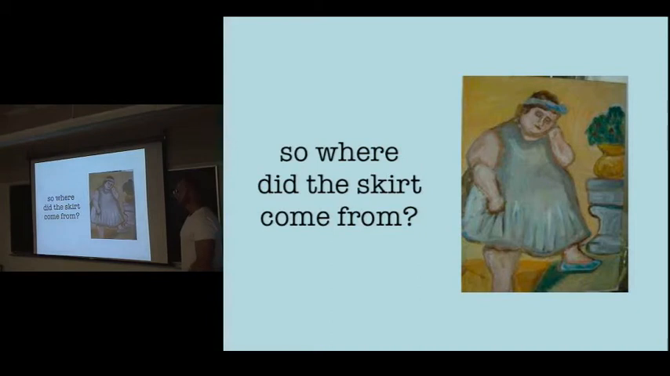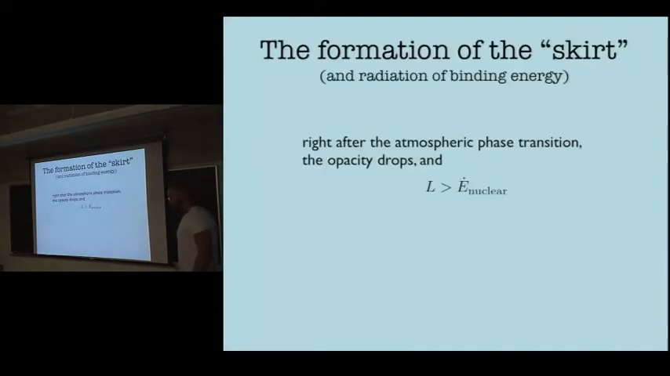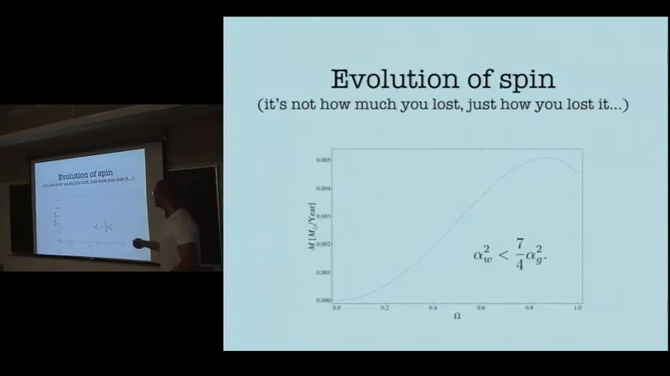Okay, so where did the skirt come from? May I ask, how much is the spin changing? It's changing a lot, right? Well, could you go back? I'm just trying to understand. Does that mean this is not the spin? Yeah, this is a contour of this condition being just exactly saturated. Okay. And so for parameters of dimensionless spin and mass under this line, the star spins up.